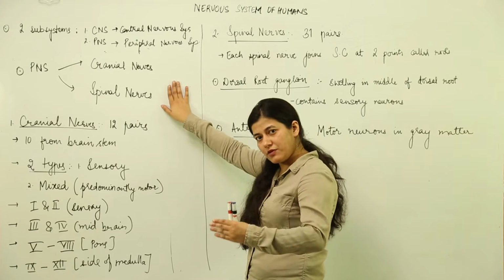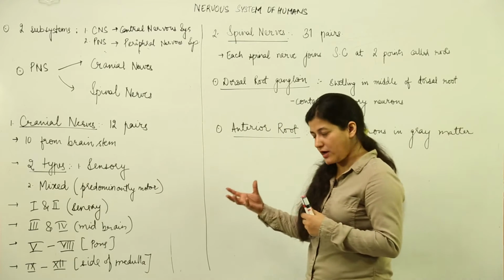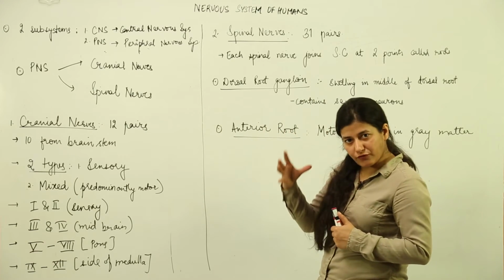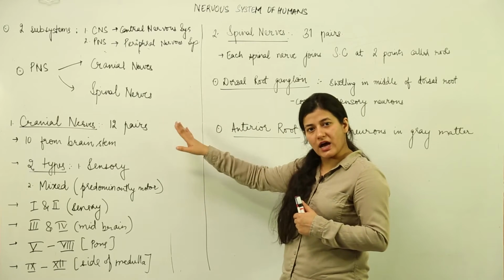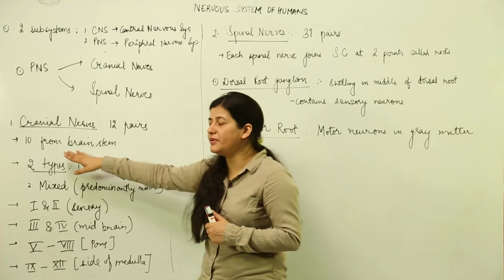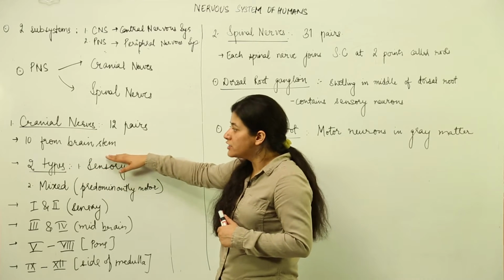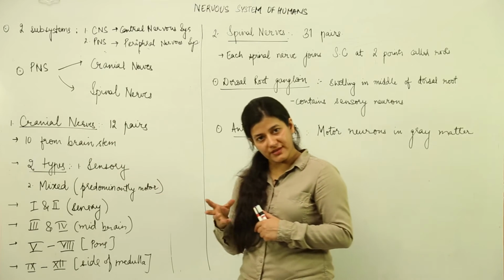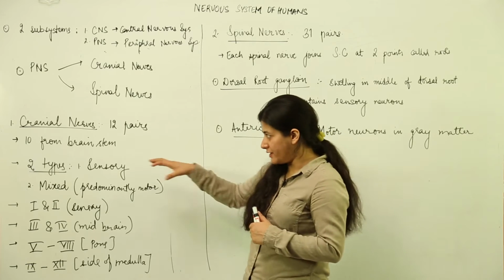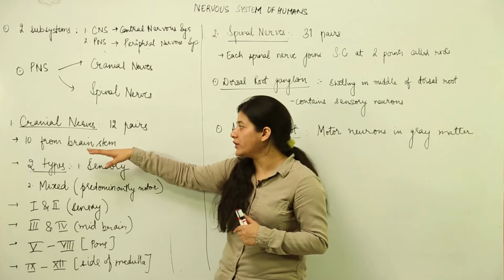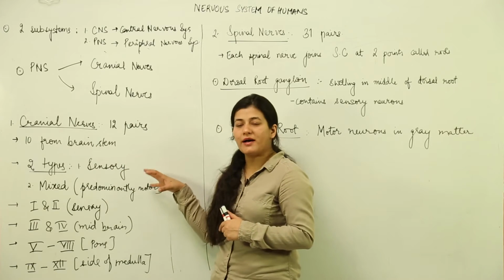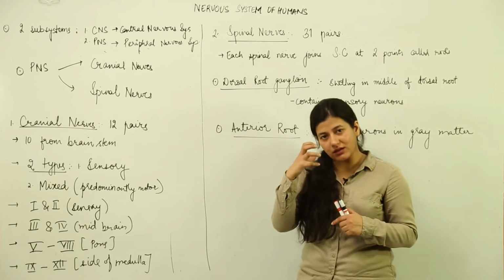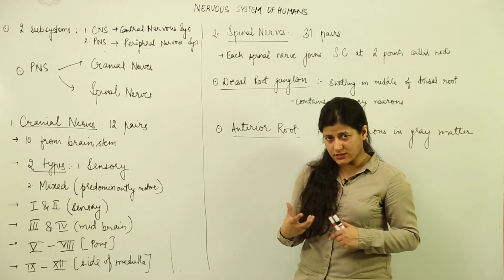Now, the different parts of the brain, you are very well aware of them by now. So, we have the forebrain, we have the midbrain. There are 12 pairs of cranial nerves, out of which 10 arise from the brain stem itself. So, 2 of them arise from the midbrain and forebrain basically, and the remaining 10 arise from the brain stem.